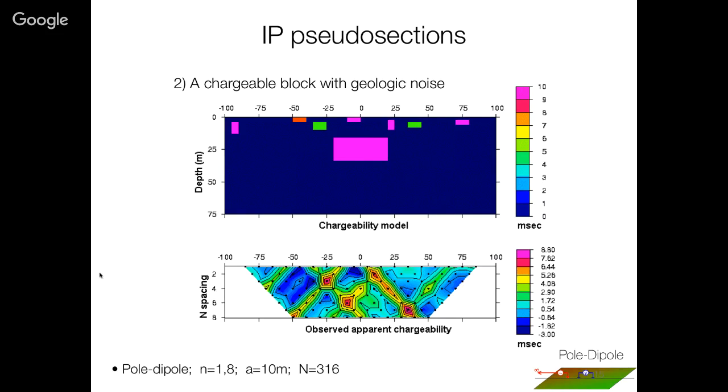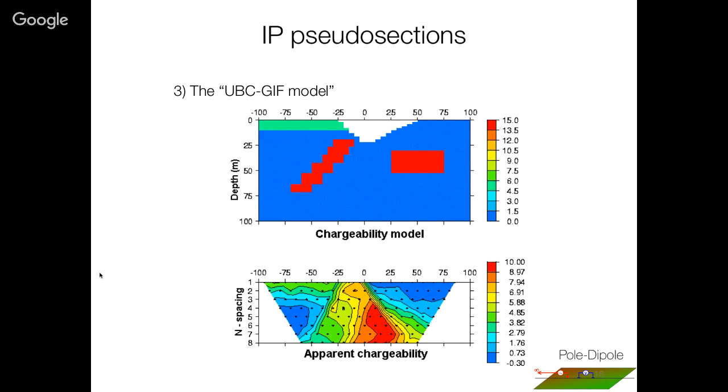We throw on some little graphites or clays or something that's chargeable up top, which completely musses up the data. Or our GIF model, where we have two chargeable blocks, remember these are chargeable blocks, not necessarily conductive anomalies, that give you something like that.